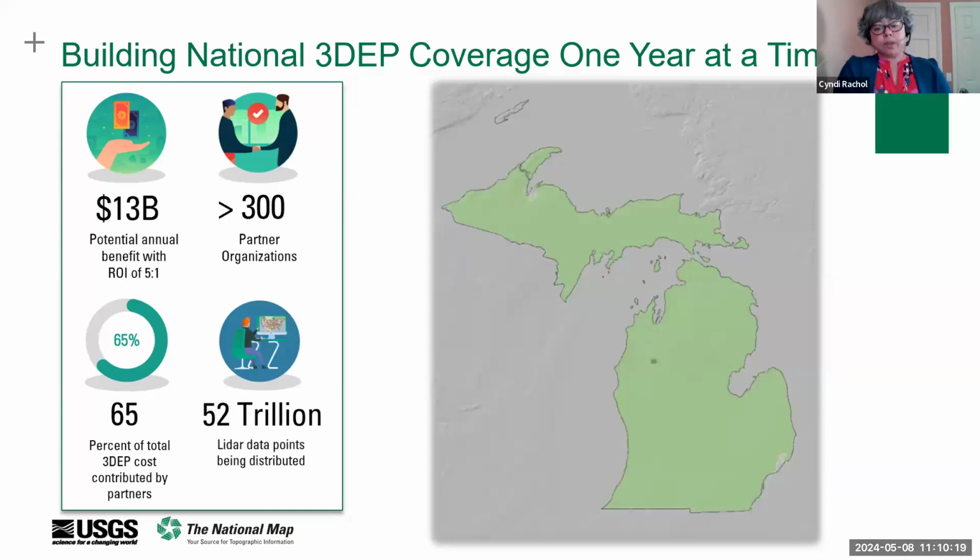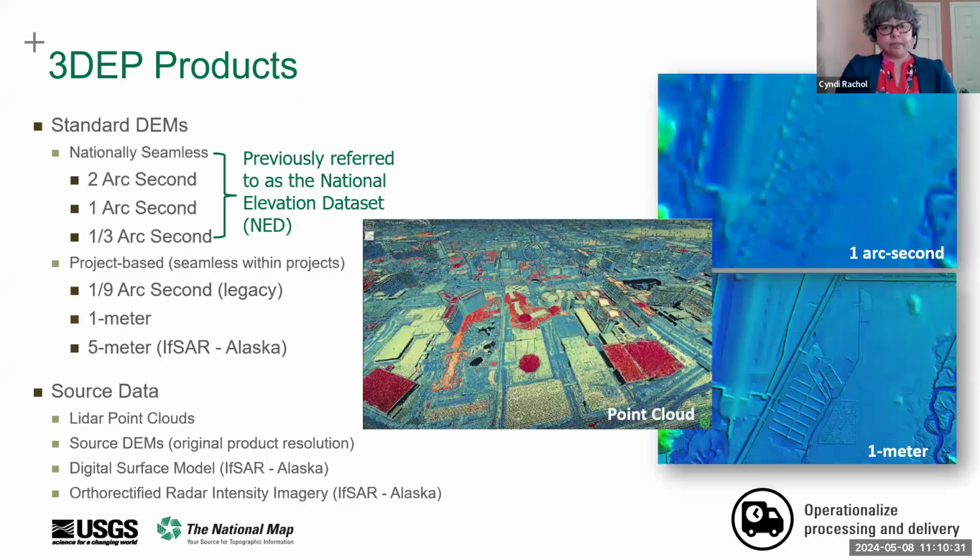In Michigan, we worked with the State of Michigan Center for Shared Solutions within DTMB to complete the statewide LiDAR collection and make it available for public use through 3DEP. The USGS provides a suite of standardized elevation products that are based on those LiDAR point clouds. These include multiple resolutions of our National Seamless Bare Earth DEMs, higher resolution project-based DEMs, and the source data from which these DEMs are derived, such as the source DEMs and LiDAR point clouds. All of these products are accessible through the National Map Viewer, Downloader, and our services, which we'll now discuss in more detail.